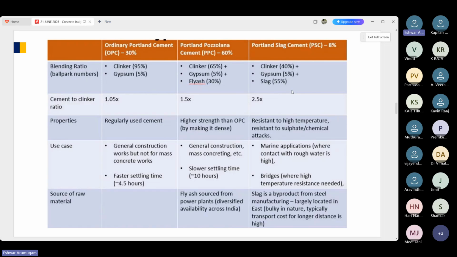So PSC is a type of cement that depends on the location of the grinding unit. If it is near a steel plant, you can manufacture PSC economically. So if you look at India, most of the PSC producing grinding units are located in the eastern part of India, where there are a lot of iron ore deposits and a lot of steel plants. So yeah, the location of the cement plant is very conducive to what type of cement you produce. Yeah. So let's move on to the next slide.